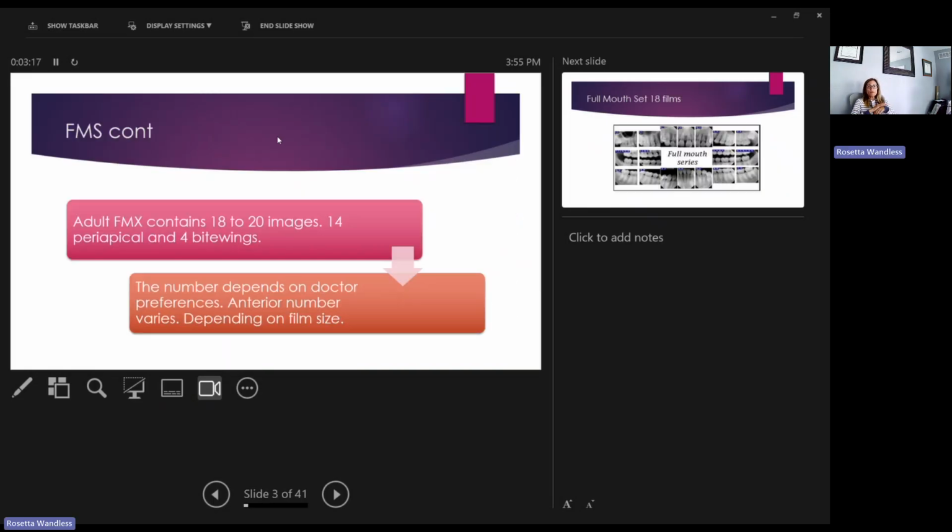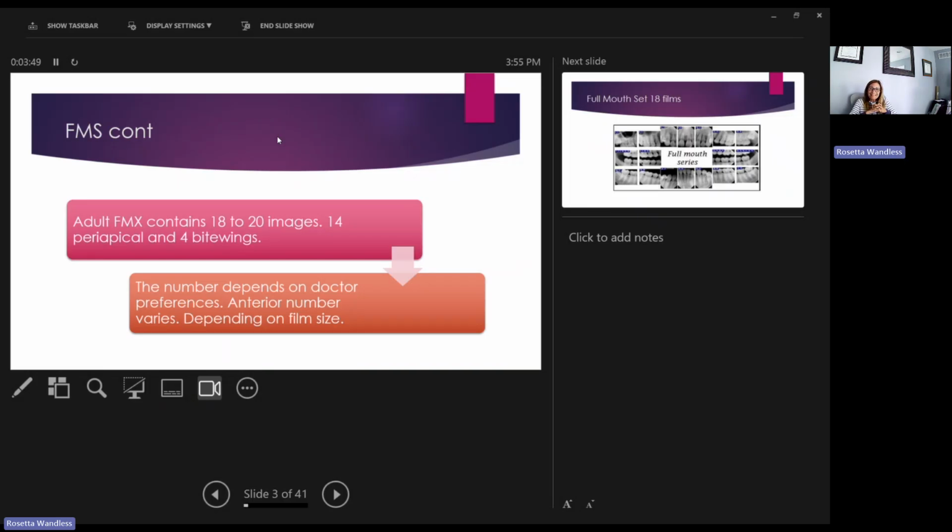An adult full mouth set of x-rays is going to range between 18 to 20 images. If we're talking about 18 images, it'll be 14 periapicals and 4 bite wings. Again, the number will depend on doctor preference. And if we do see an FMX that's 19 or 20 images, typically it's going to use a different size film. Our standard 18 image set will be a size 2 film or sensor.